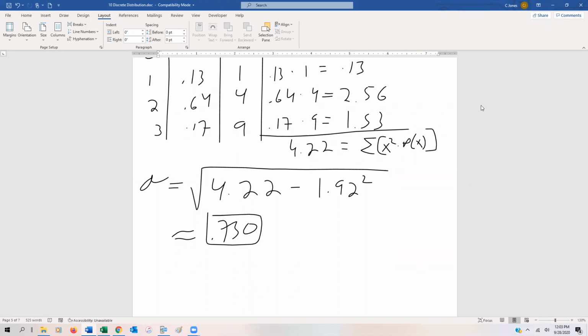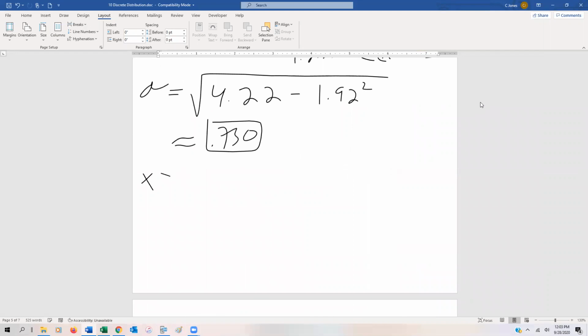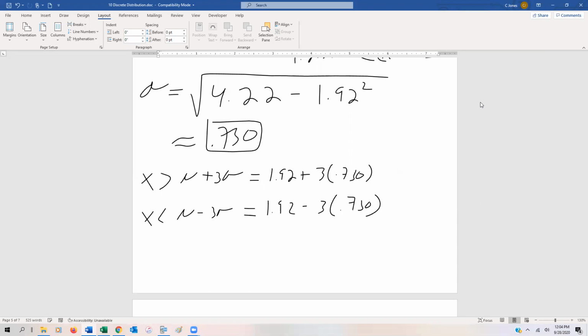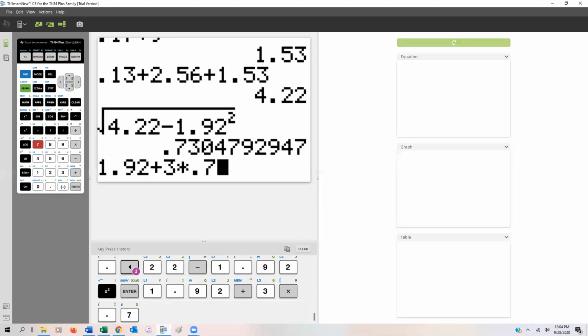And then finally, what are the outliers for this? And then, of course, do the outliers make any sense? So remember that the outliers are going to be when x is greater than mu plus 3 sigma, and when x is less than mu minus 3 sigma. All right, so that's going to be 1.92 plus 3 times 0.730, and 1.92 minus 3 times 0.730. All right, so let's just throw that into the calculator. So 1.92 plus 3 times 0.730.